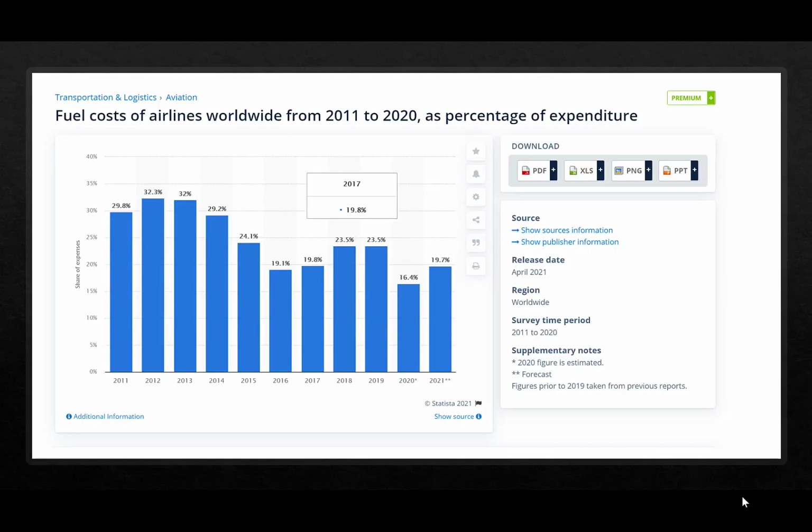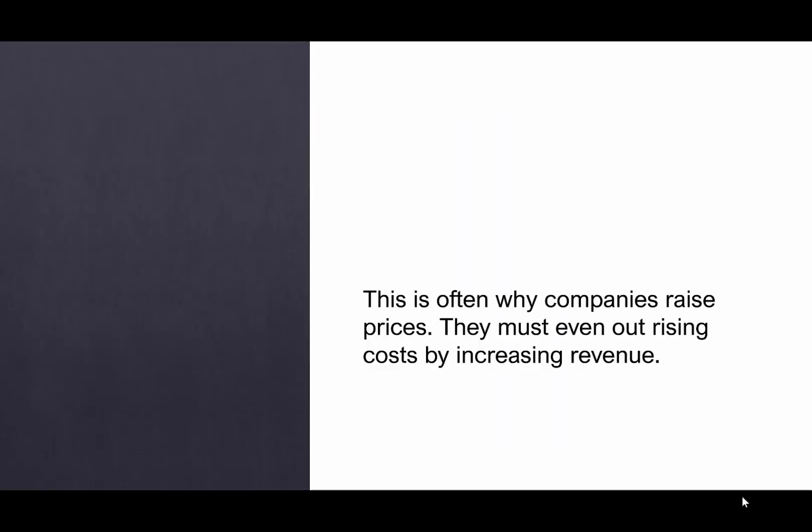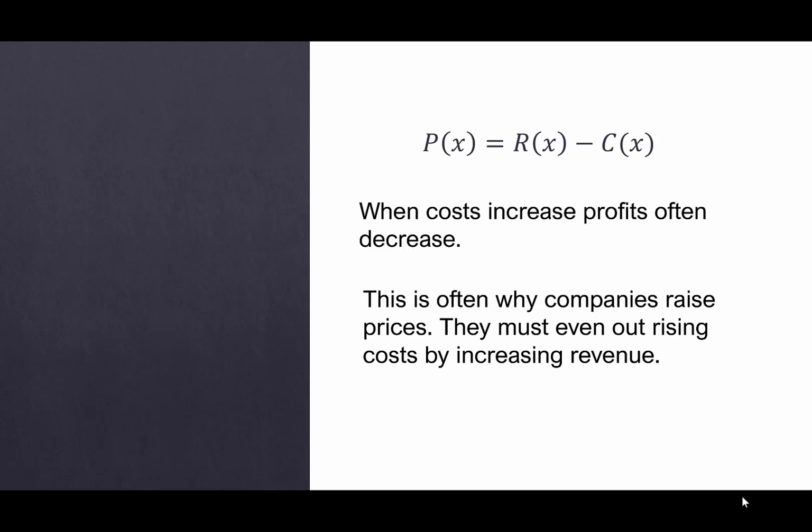This graph shows how the cost of gas has affected airlines over many years. You can see from 2011 to 2021 that the cost of gas has been a large percentage of expenditures for airlines worldwide. This up and down expenditure shows us how costs can change over time. This is often why companies have to raise prices. They have to even out the rising costs by increasing their revenue. We know that profit is equal to revenue minus cost. When costs increase, profits often decrease.